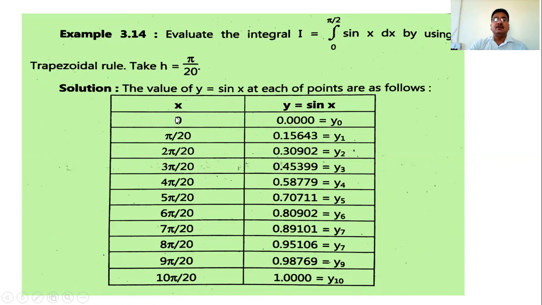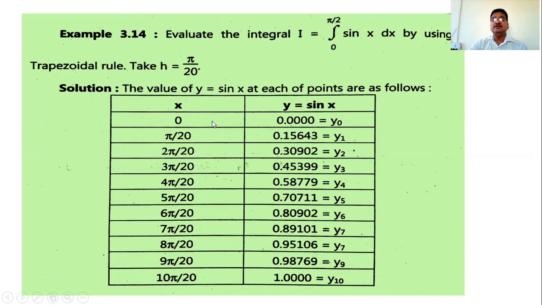And then what are the values of x? Starting from 0, adding pi by 20 each time, we get the next values of x. So 0 plus pi by 20 is pi by 20. Pi by 20 plus pi by 20 is 2 pi by 20. 2 pi by 20 plus pi by 20 is 3 pi by 20. In this way, we get the last value, 10 pi by 20, which means pi by 2. That is the upper value. And then find the values of y corresponding to these values of x.